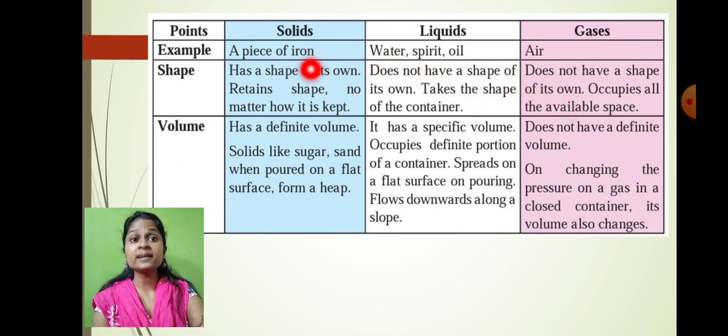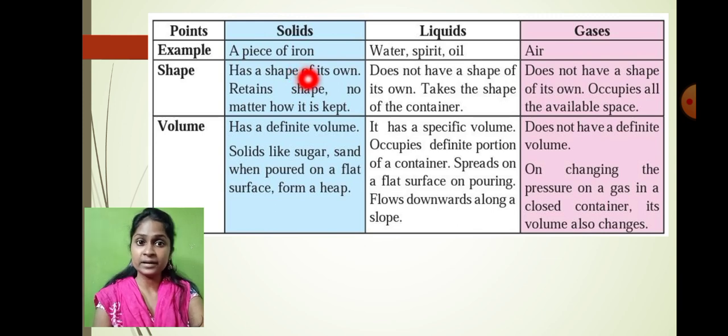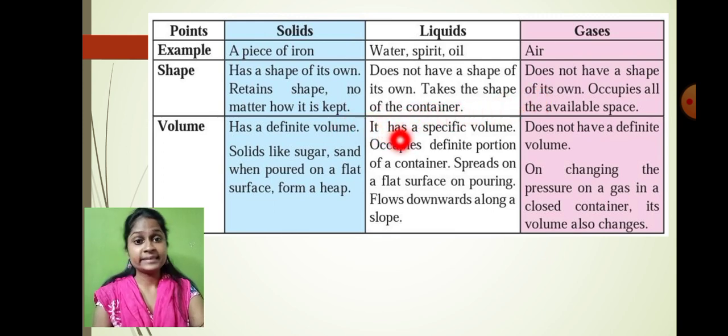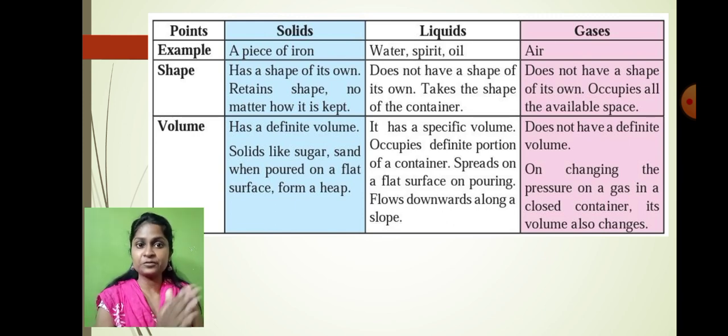As you can see, in solid the example given is a piece of iron. In liquid the examples given are water, spirit and oil, and in gaseous the example given is air. So what we have seen: solid has definite shape, liquid and gases do not have definite shape. Solid and liquid have definite volume, but gases do not have definite volume. The shape of the solid remains as it is, but the liquid occupies the shape of the container, and gases do not have any shape. Is that clear, students? This is the difference we have seen between solid, liquid and gases.